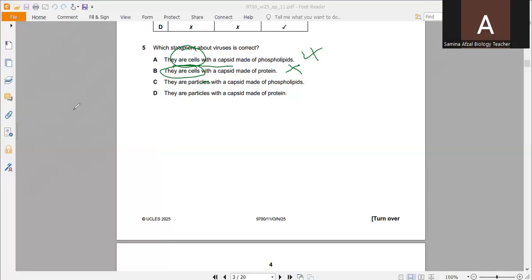They are particles with a capsid made of phospholipids. Again, this is not good. They are particles with a capsid made up of protein. Yes, that is the correct one, because the capsid is not made up of phospholipids. Because they are non-cellular, the particles with a capsid made of protein is the correct option.